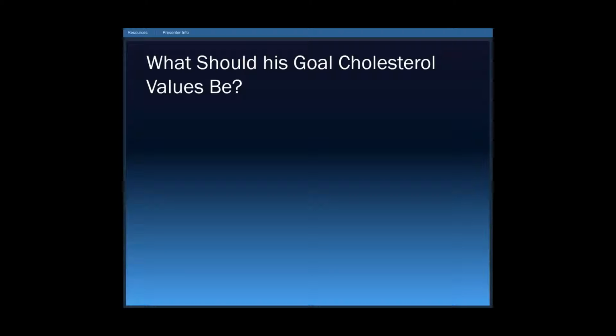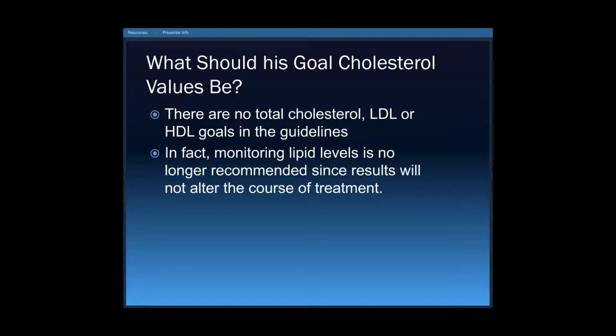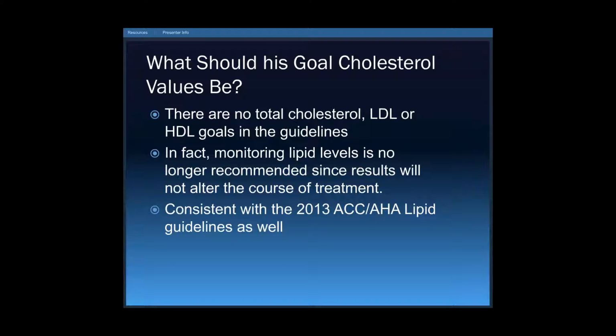Well, the only LDL level mentioned in the entire guideline is 190, which is one of the triggers to start medications regardless of the 10-year risk. There are no total cholesterol, LDL, or HDL goals listed anywhere in the guidelines. In fact, follow-up monitoring of lipid levels is no longer recommended since the results will not alter the course of treatment. This is true for both primary and secondary prevention, and this is consistent with the 2013 ACC-AHA lipid guidelines.